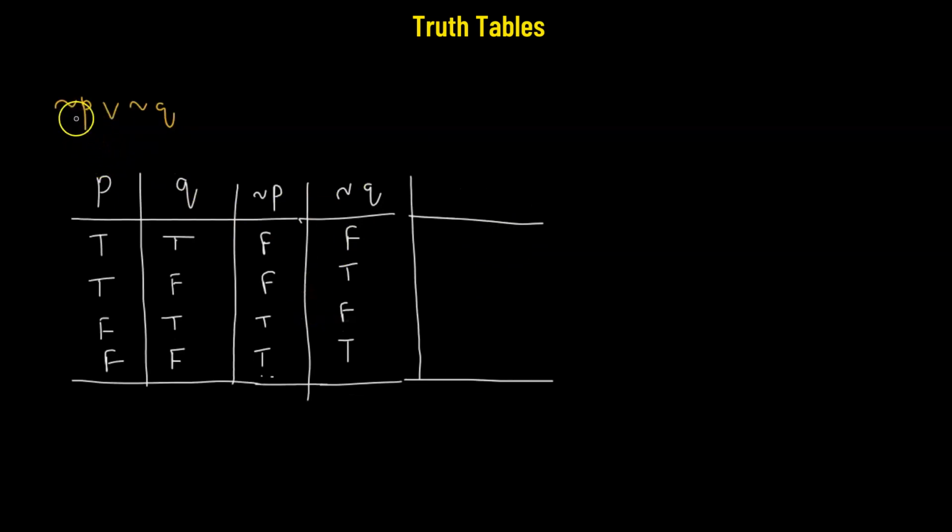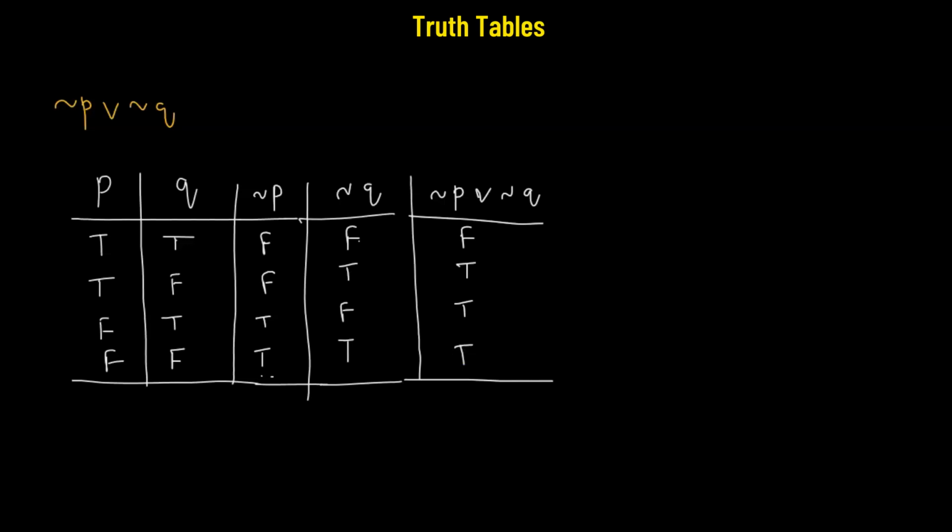In the next problem, we have to find not P or not Q. In the previous problem, we had not P and not Q. So we pick up the same truth table from the previous problem. All we have to do now is find the disjunction between not P and not Q. So this is only going to be true when either one of them is true. When both of them are false, this is false. And then the rest of them will be true.